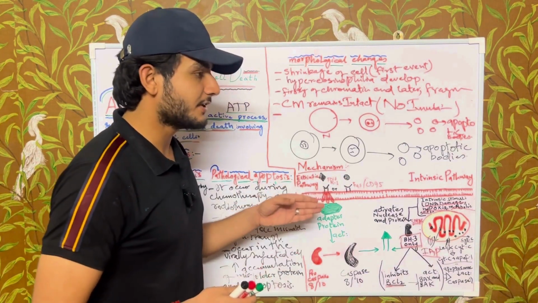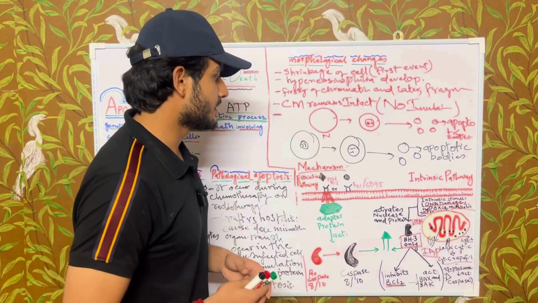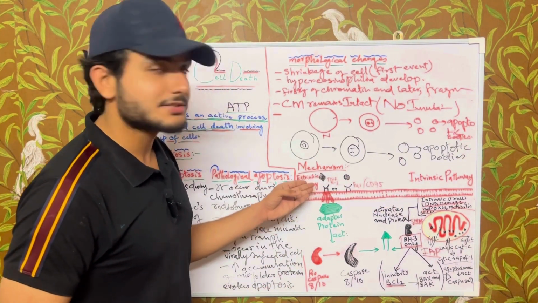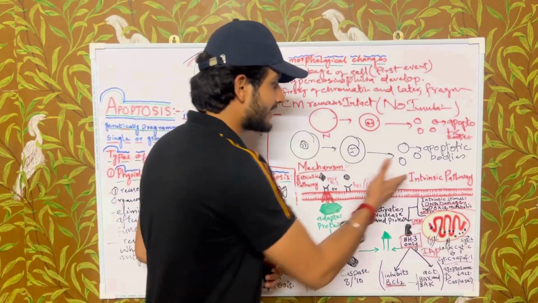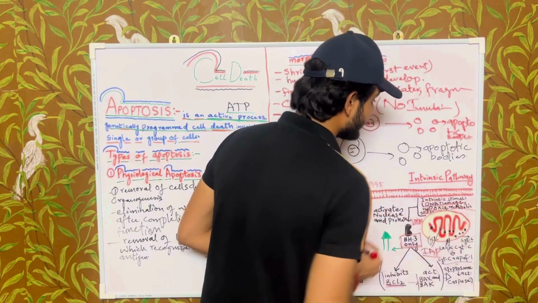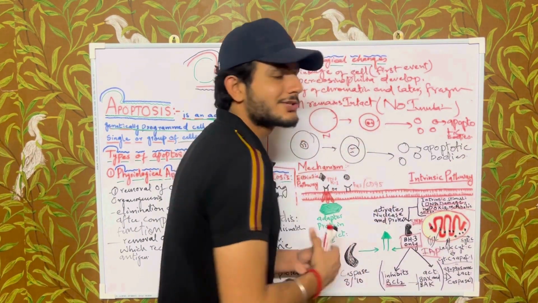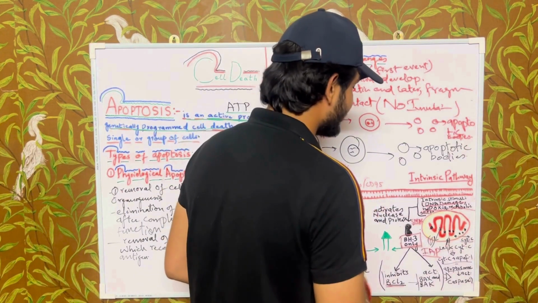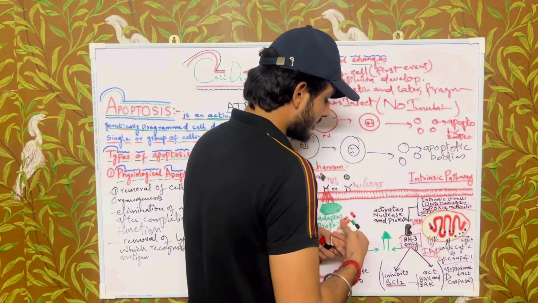The initiation phase is further divided into two pathways. First, there is the intrinsic pathway, and next is the extrinsic pathway. So let's talk about the intrinsic pathway first. The intrinsic pathway is also known as the mitochondrial pathway. What happens during the intrinsic pathway? Let's discuss it in much detail.